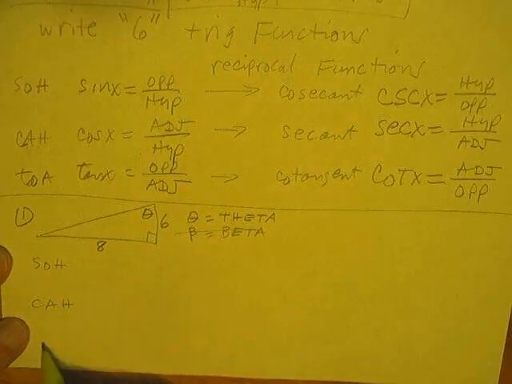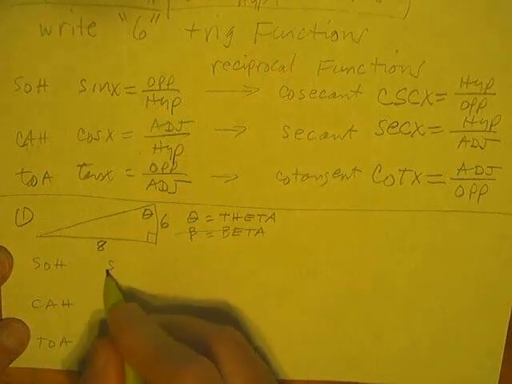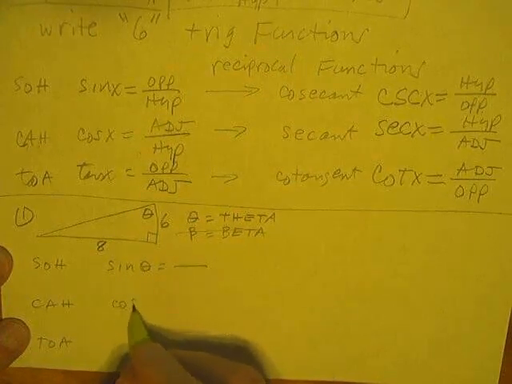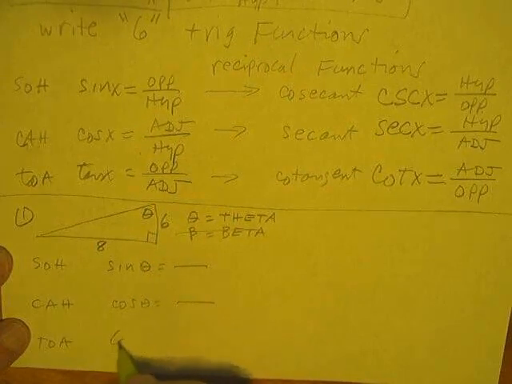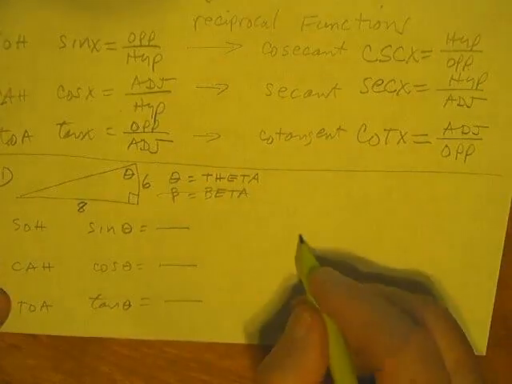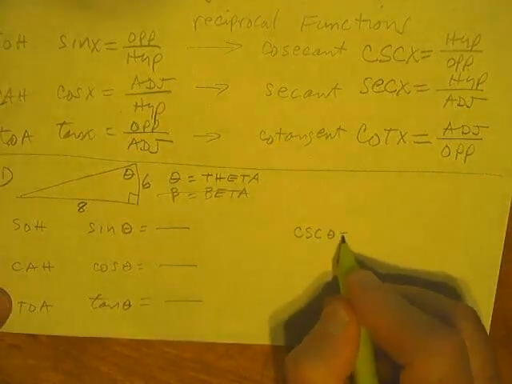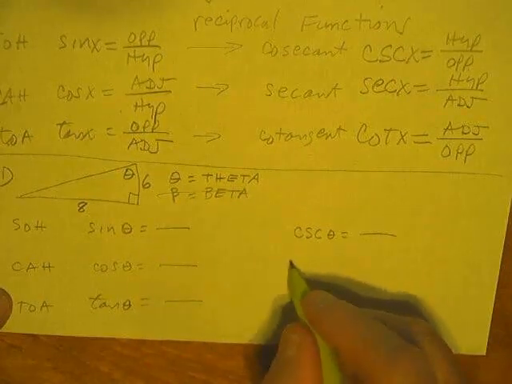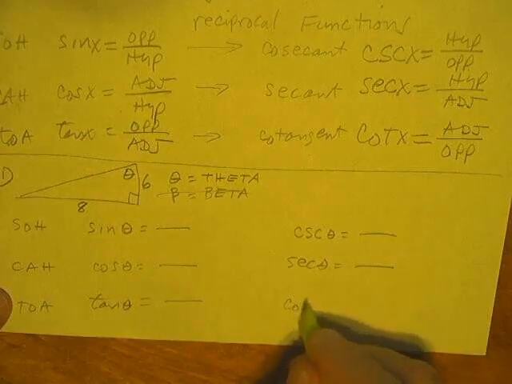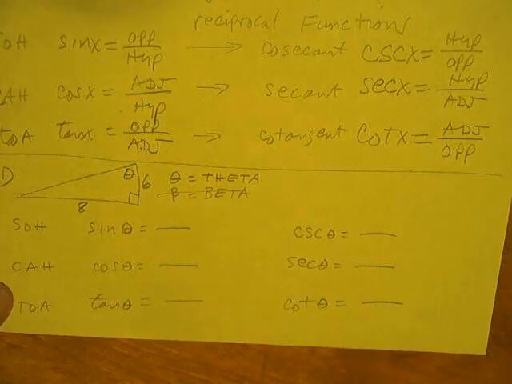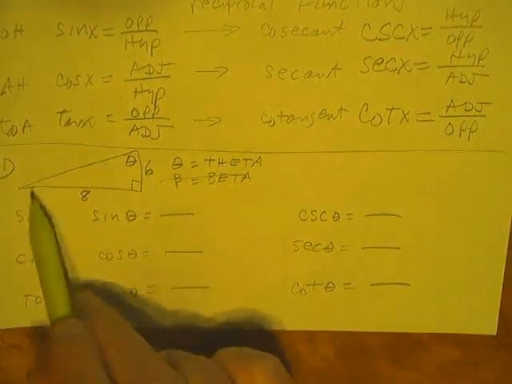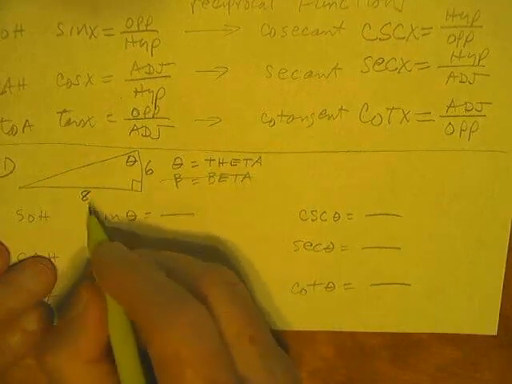So I'm going to do SOH CAH TOA over here. That's going to be sine of theta, cosine of theta, tangent of theta, and then cosecant. Once we find these, we're just going to flip the fraction. Secant of theta, cotangent of theta. There's my 6 answers that they want. Of course, I need all 3 sides of this triangle up here.